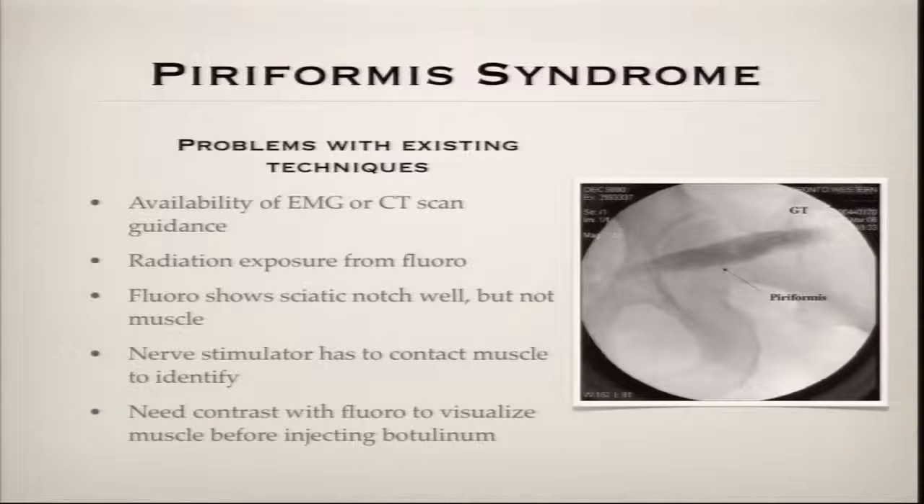When you're using fluoroscopy, you're limited by the radiation again, and also the fluoroscopy shows you the bony structures in the area, in this case the sciatic notch, really well, but it doesn't show you the actual muscle itself until you inject contrast. And so you're guiding a needle to a surrogate marker, the sciatic notch, and waiting for injection of contrast to verify the position of the piriformis muscle itself.